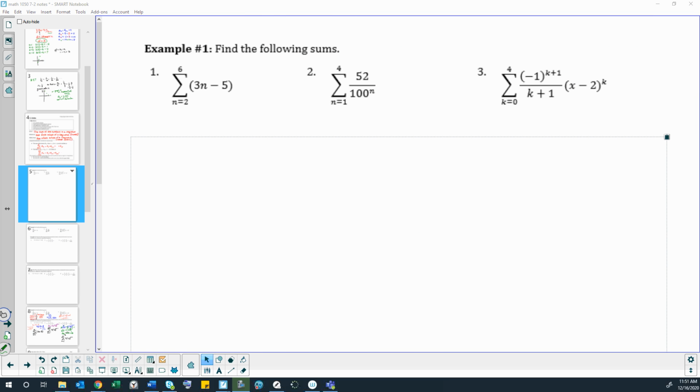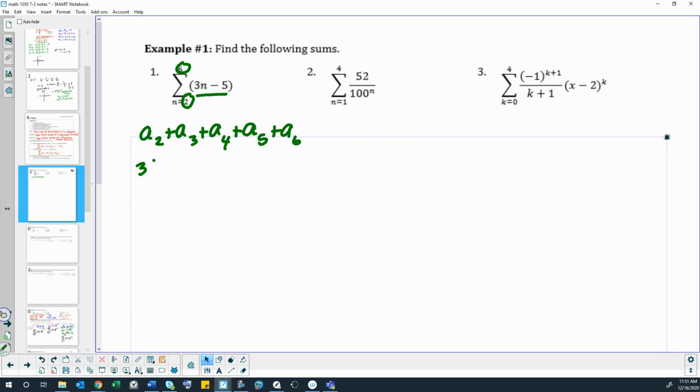Again, we are going to find the following sums. They're not too big, so they won't be too bad. This first one, we are using this definition for our sequence, 3n minus 5. We're starting at 2, and we're ending at 6. So that means we're going to be adding a sub 2 plus a sub 3 plus a sub 4 plus a sub 5 plus a sub 6, right? We start at 2, end at 6. And to find each of those numbers, we're going to have to plug them into that little formula.